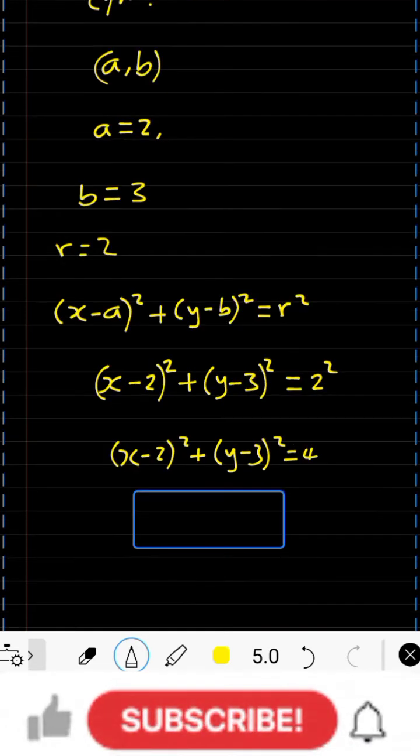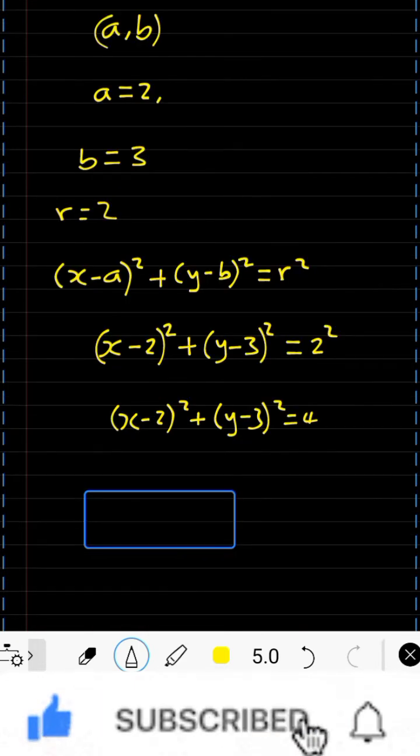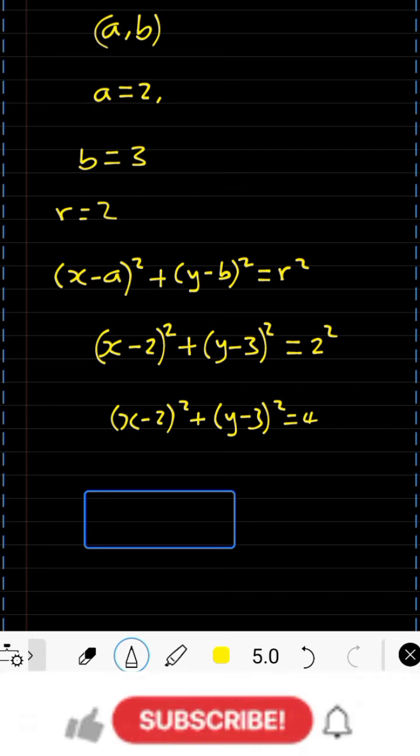So this is the equation of the circle of radius 2 units. Now take for instance, we have this. Let's say this is given to us: X minus 2 squared plus Y minus 3 squared is equal to 4.